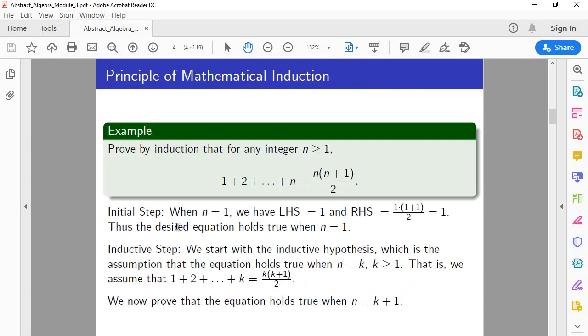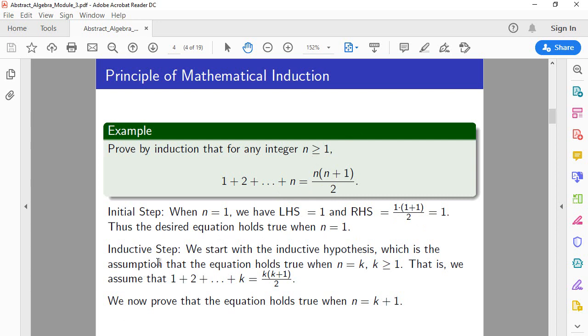So the initial step is, okay, when n is 1, is this equation true? Well, when n is 1, the left hand side has only one term, which is just 1. And on the right hand side, I get 1 times (1+1) over 2, which is 1. So we see that when n is 1, the equation is true. So that's my initial step. That is, I want to prove that the statement is true for the initial value of n.